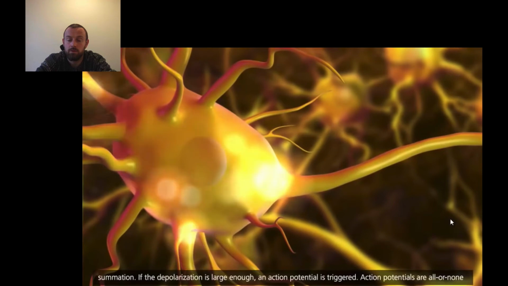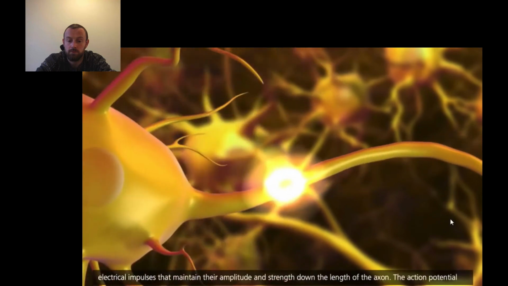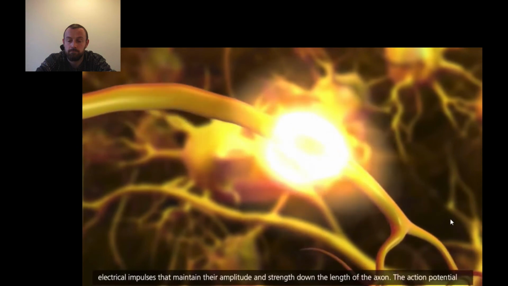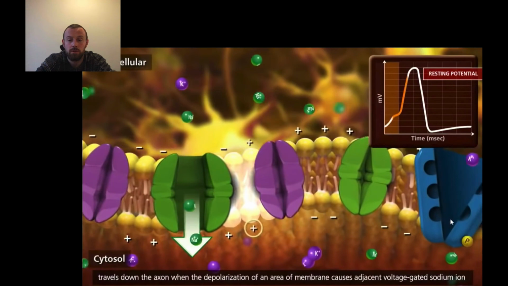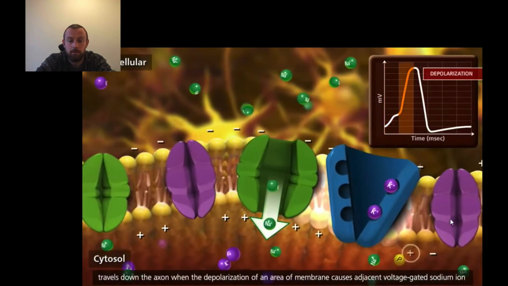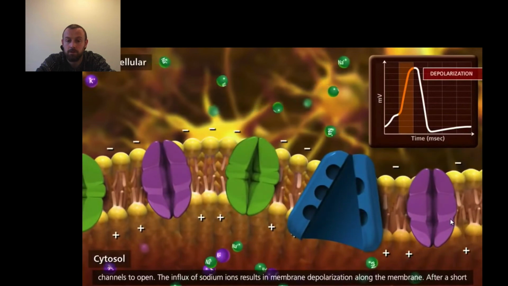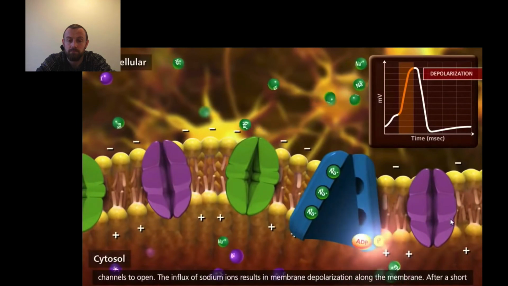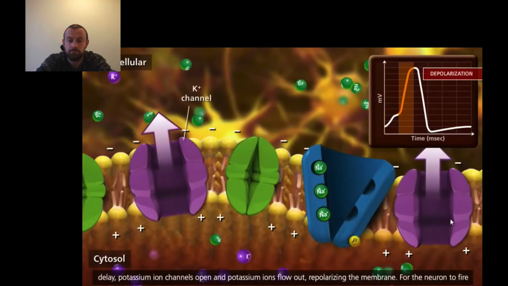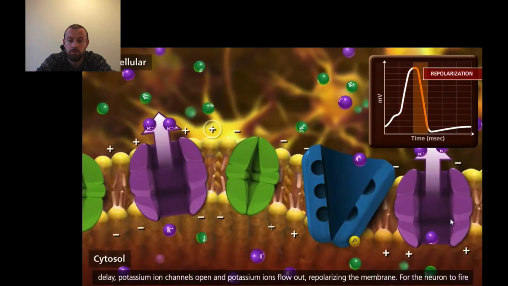If the depolarization is large enough, an action potential is triggered. Action potentials are all or none electrical impulses that maintain their amplitude and strength down the length of the axon. The action potential travels down the axon when the depolarization of an area of membrane causes adjacent voltage-gated sodium ion channels to open. The influx of sodium ions results in membrane depolarization along the membrane. After a short delay, potassium ion channels open and potassium ions flow out, repolarizing the membrane.